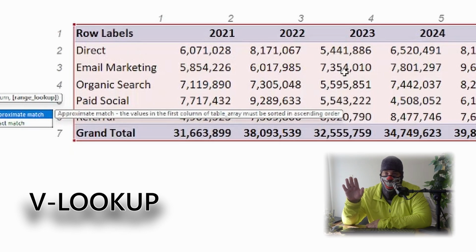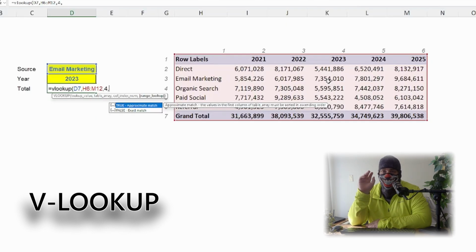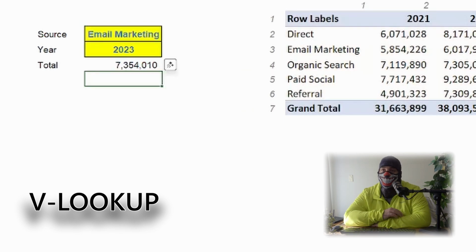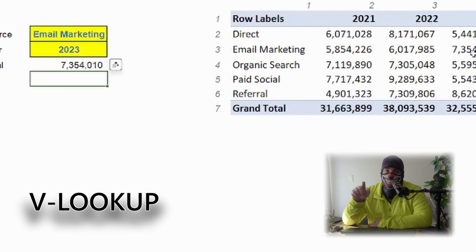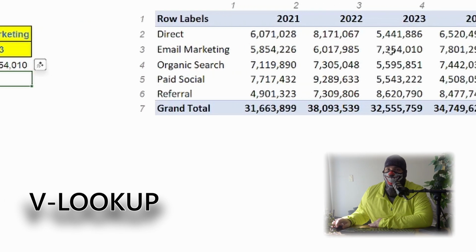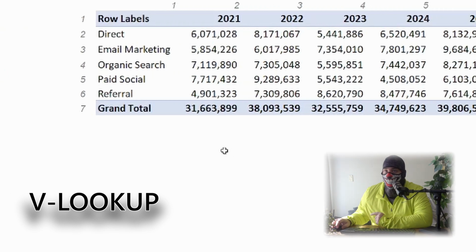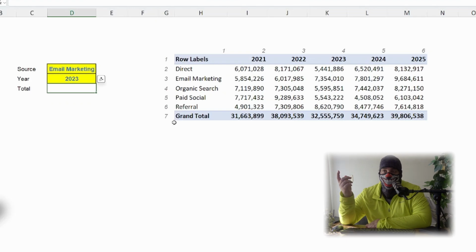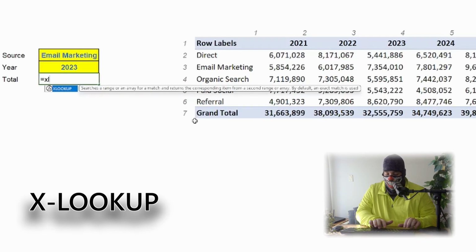99% of the time, you only want an exact match. So here, we only want it if it exactly matches the email marketing the way we typed it in. So we'll put 0, or you could type false. Either one works. And here, it'll spit out 7,354,000. And if we go manually check that for ourselves, we say email marketing 2023, 7,354,000. Nice and easy.